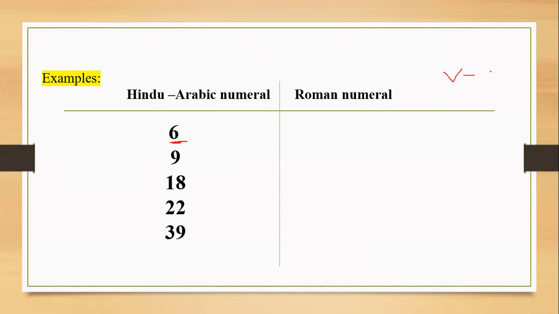We know that V represents 5, and if you add 5 plus 1, this will give you 6. So we have a symbol for 5, that is V, and we are adding. Whenever you are adding, you have to write the symbol on the right side. So we will write 1 as I on the right side. So VI is showing 6.